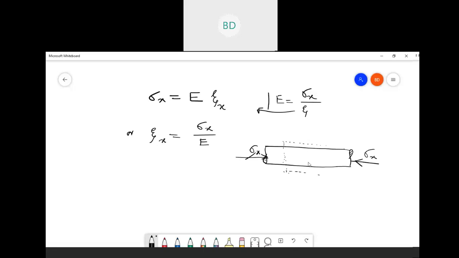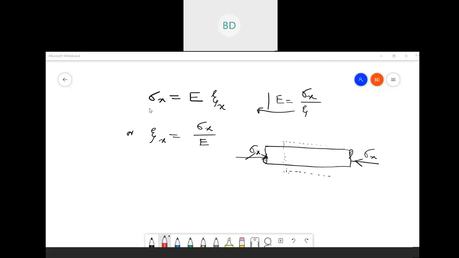Let me draw it in red color. Others have joined. Gurung, we are discussing your doubt. Okay, you listen carefully. So Gurung, you have joined late.